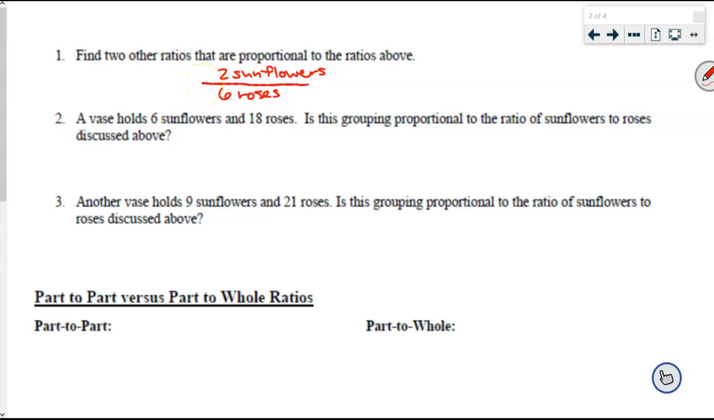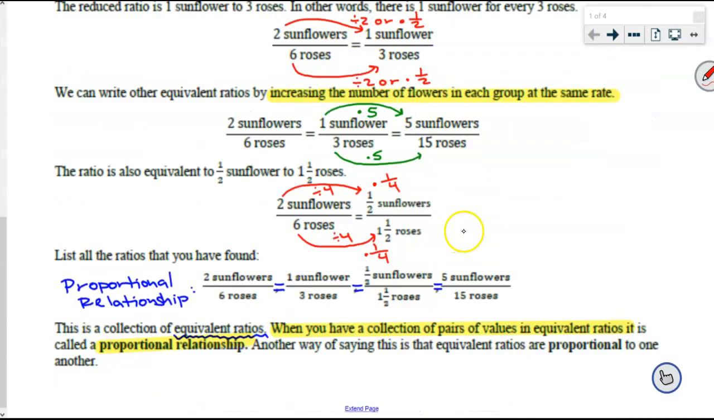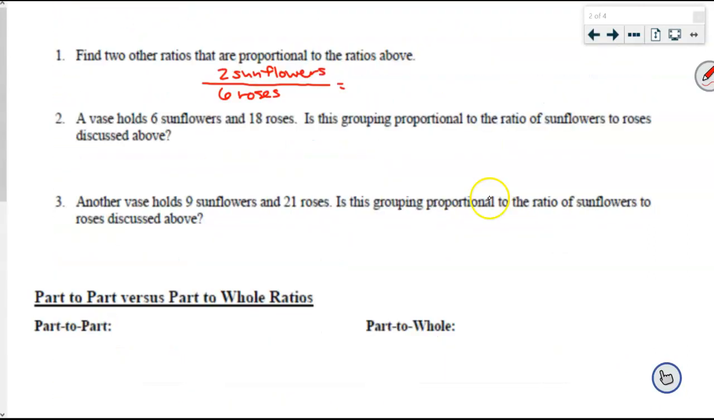Can you find 2 other ratios that would be equivalent to that, not ones that we have already seen here? With your tables, I want you to manipulate those in some way, shape, or form. And if you finish quickly, answer questions 2 and 3.